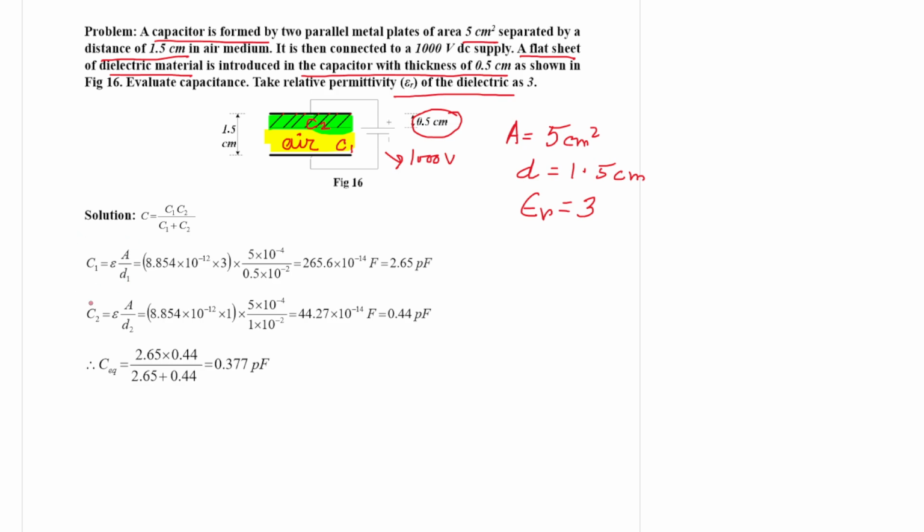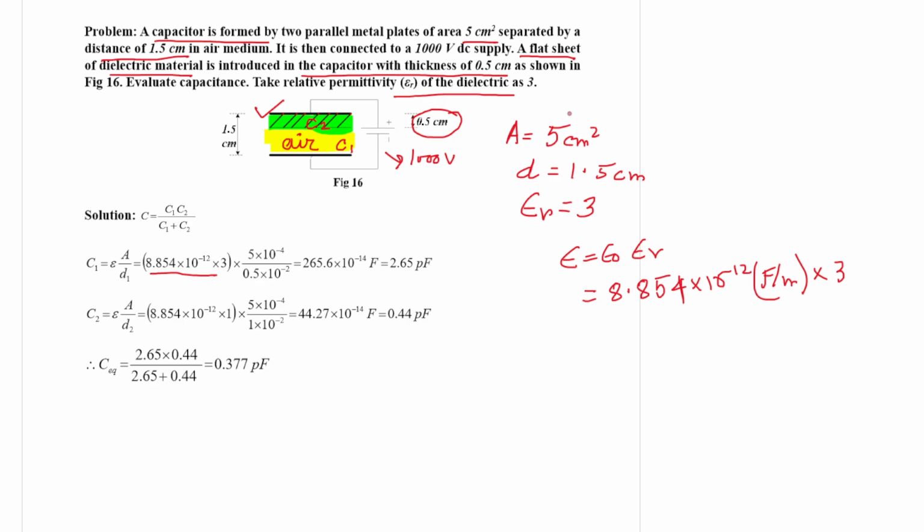So what is C1? For a parallel plate capacitor it is epsilon A by D. Now epsilon is epsilon 0 into epsilon r. What is epsilon 0? Epsilon 0 is 8.854 into 10 to the power minus 12 farad per meter. And epsilon r is 3 for this material and it is 1 for air. So that is why it is multiplied with 3.